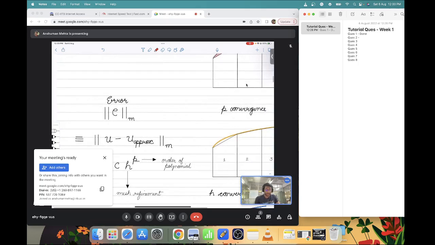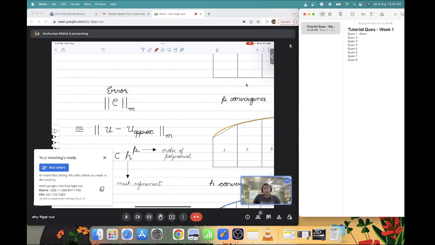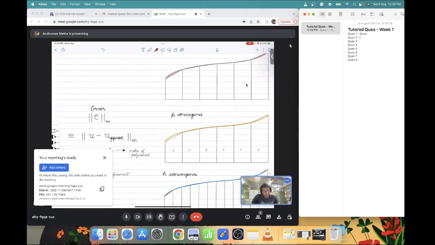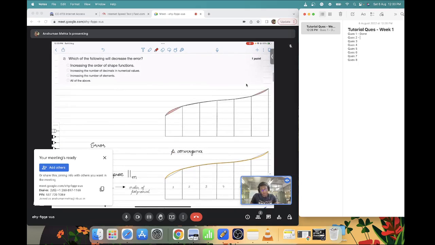We can look at it in the form of an equation also. So error is defined as the exact solution minus approximate solution, and which is given by this relationship: error is less than or equal to C, which is any constant, times h, which is the degree of mesh refinement, power p, which is the order of the polynomial. Let me write it down. H refinement is also called mesh refinement, and h convergence also.